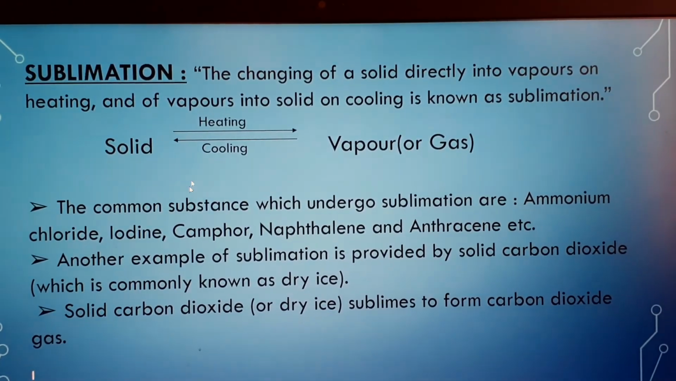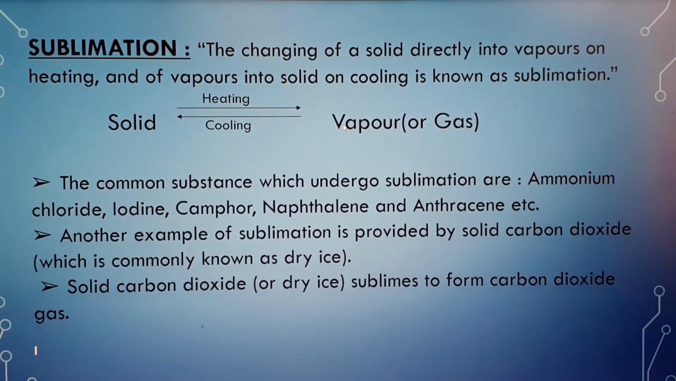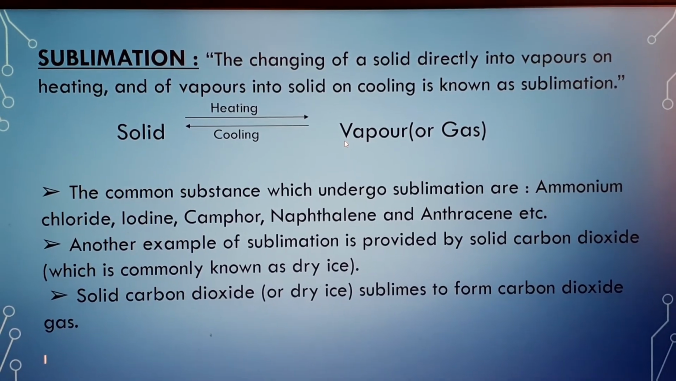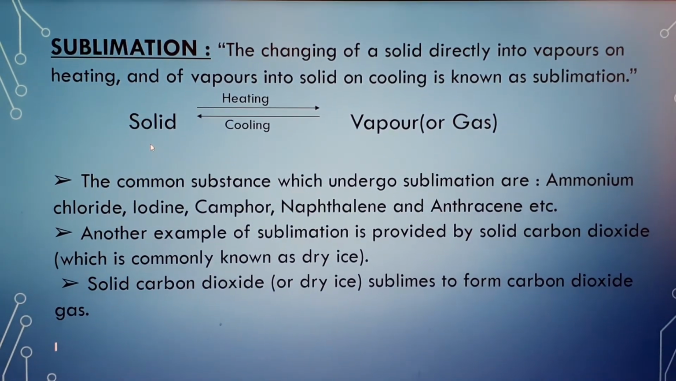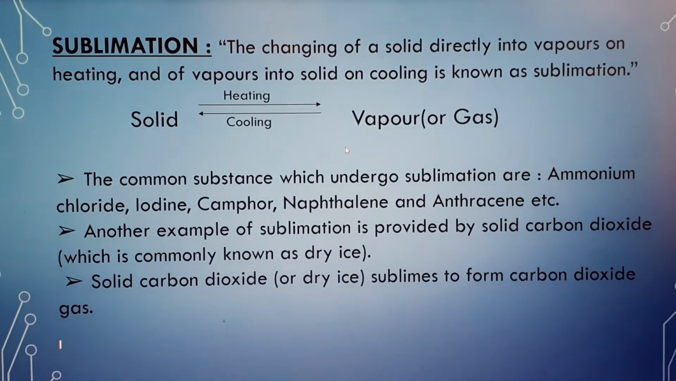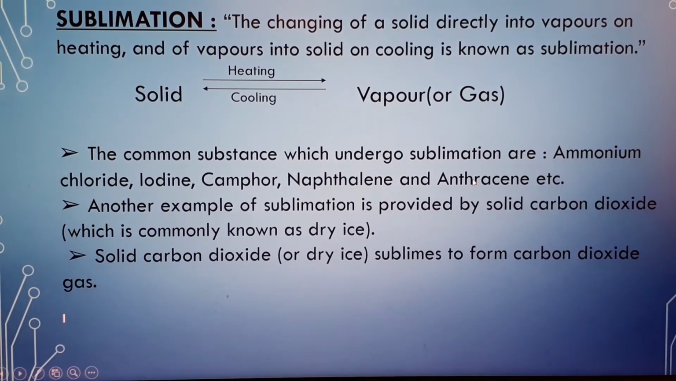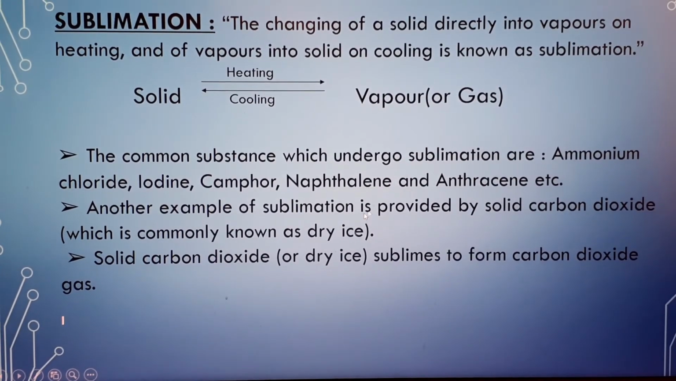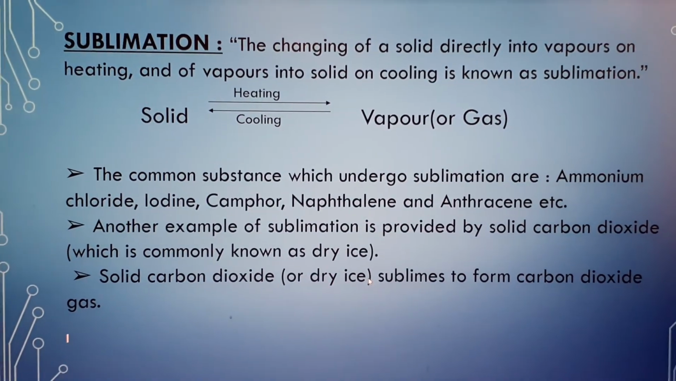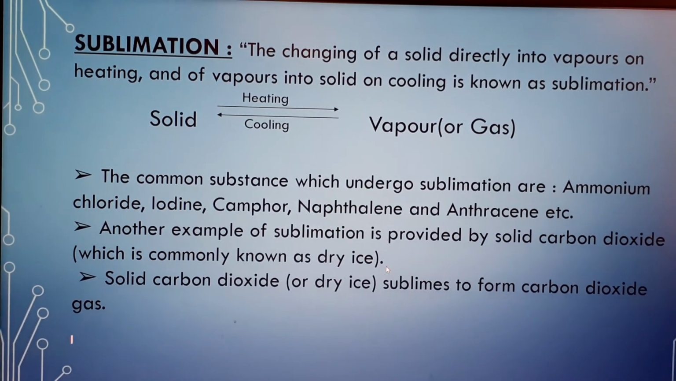See here, the solid, when we are heating it, changes into vapor, but it does not change into liquid over here. Whereas the vapor, when we are cooling it, directly changes into solid. There is no liquid formation in between. This process is called sublimation. Ammonium chloride, iodine, camphor, naphthalene, anthracene. Then one more example, solid carbon dioxide, that is dry ice. This is also an example of sublimating substances.